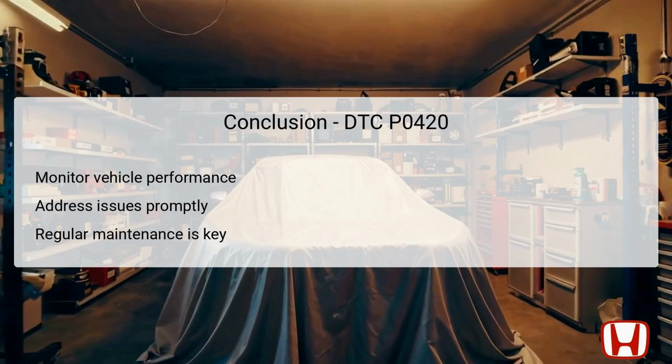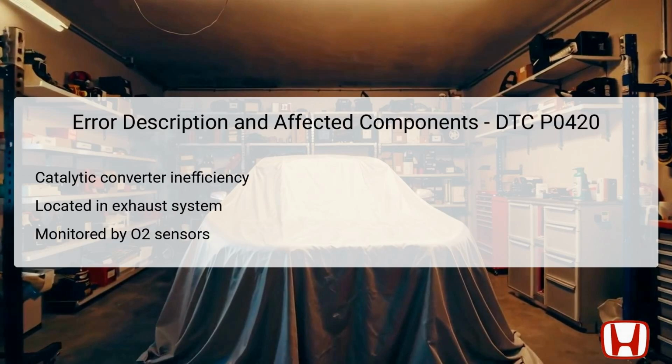Focusing on preventive maintenance will significantly reduce the chances of encountering the same issues in the future, ultimately fostering a smoother driving experience. The P0420 DTC directly relates to the efficiency of the catalytic converter, which is a critical component for ensuring that your vehicle meets emission standards. The converter, situated in the exhaust system, plays a pivotal role in reducing harmful pollutants by converting exhaust gases such as carbon monoxide and hydrocarbons into less harmful substances like carbon dioxide and water vapor.